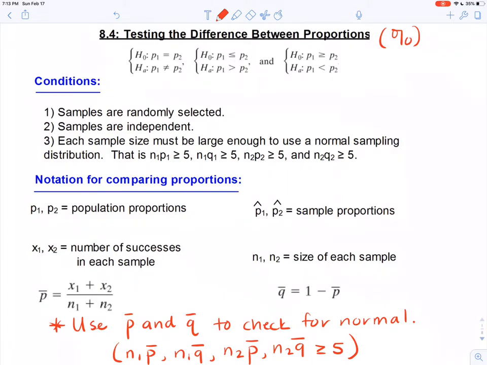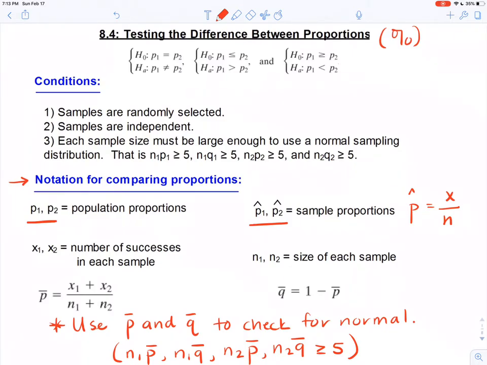Like I always do, I've defined your conditions, things you need to check to make sure that you're going to be able to use the normal distribution. And then I've gone through and given you the notation that you're going to be seeing here as well. Mainly you've got your population proportions that you're going to be comparing in your claim. You've got your sample proportions that you'll be calculating based on your data. Remember, a sample proportion just takes the number of people in a particular group and divides by the total to get that percentage.